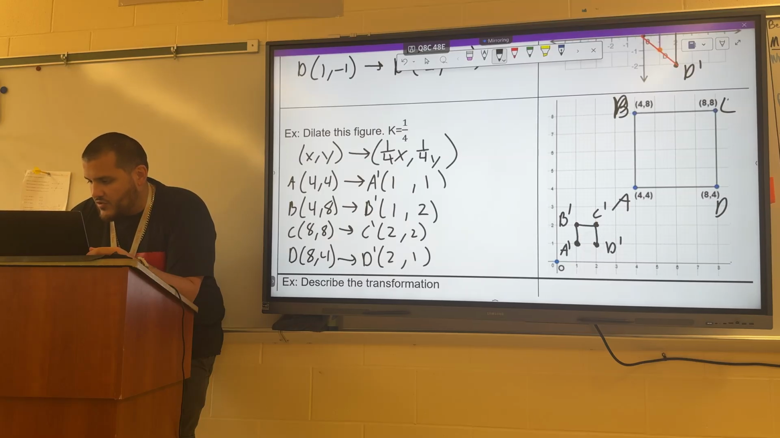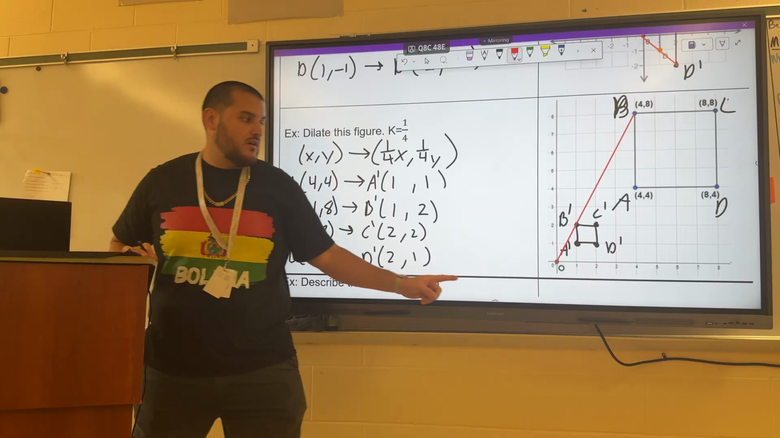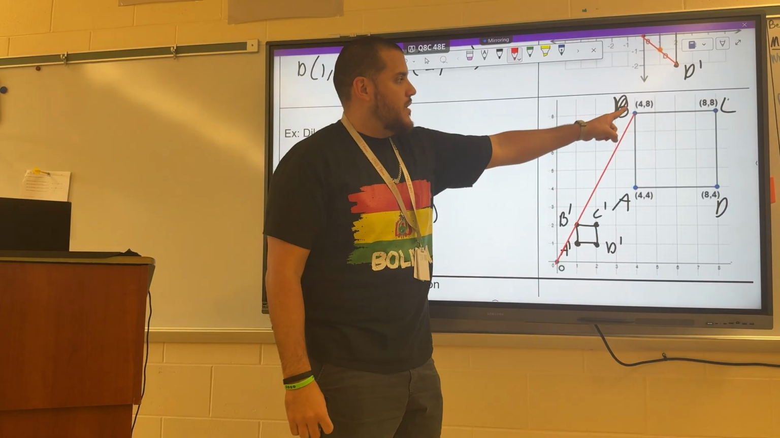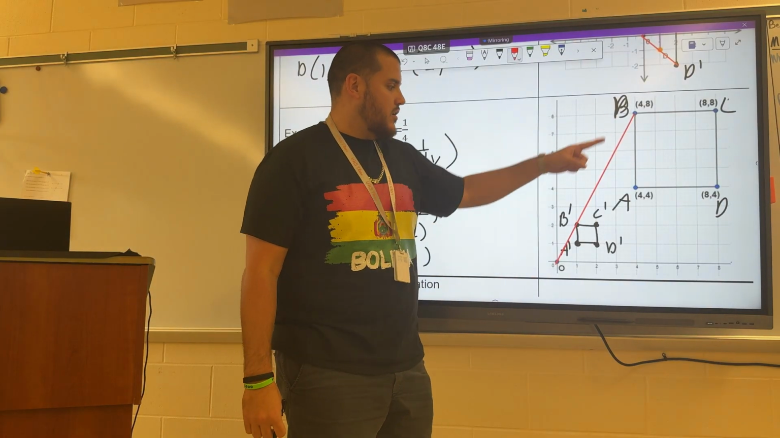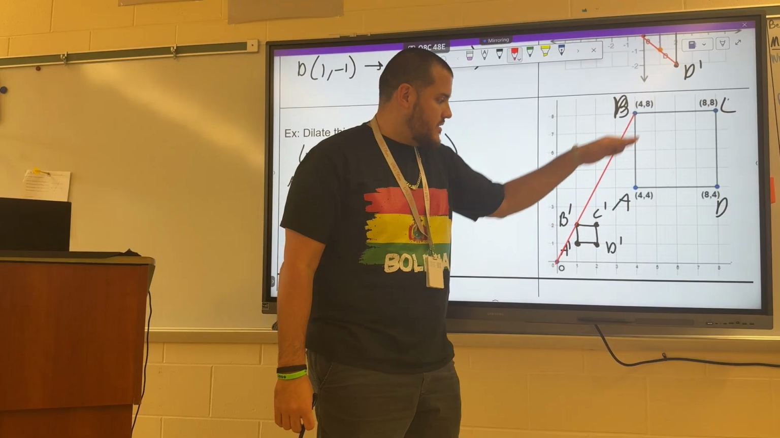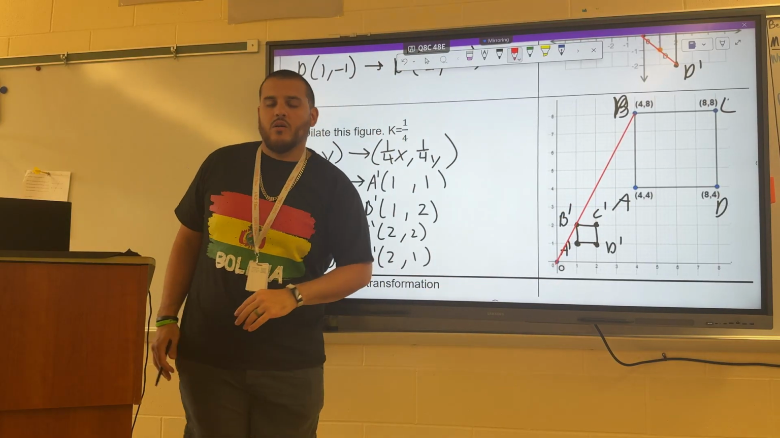And again, if I were to draw segments connecting my pre-image back to the origin, we would notice that our points are all going to be on the same line. B, B prime, and the origin all connected there. The same thing would happen with the A's and the C's and the D's. It would all be on the same line.